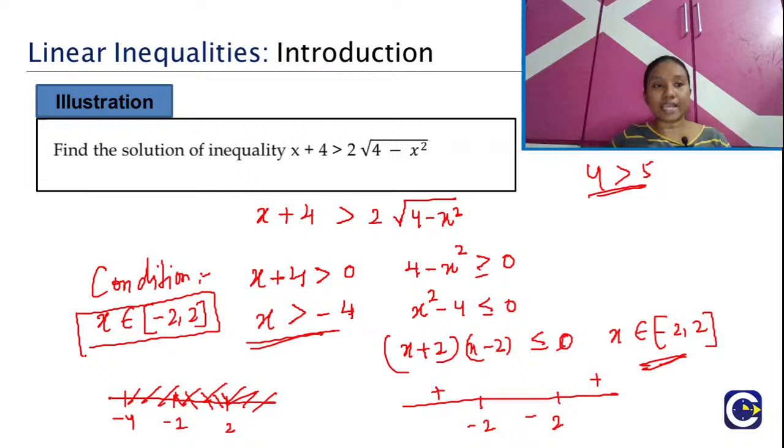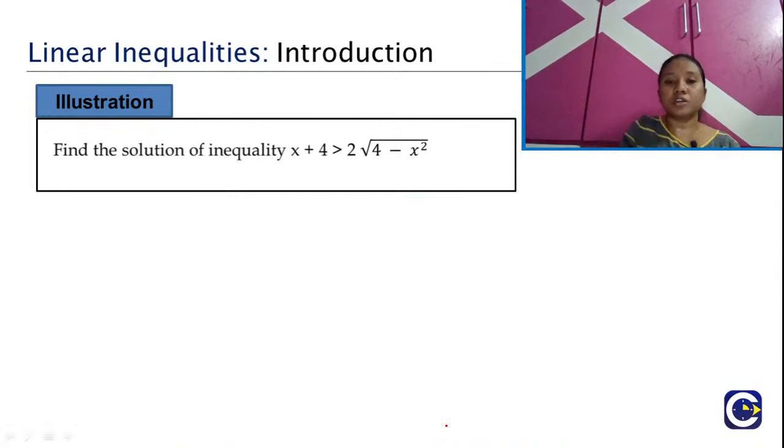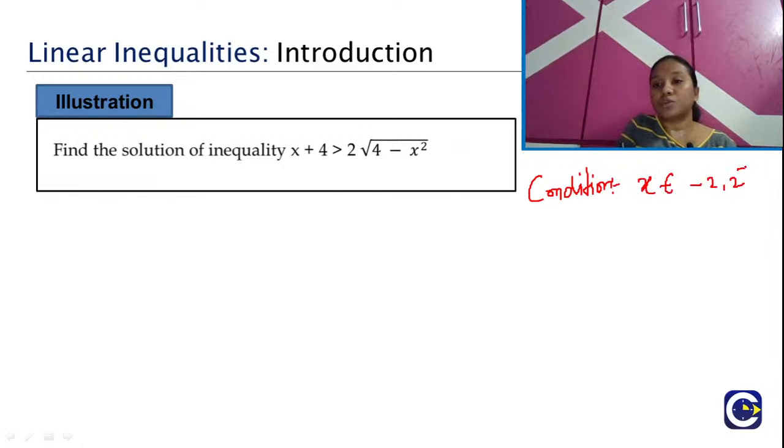Right. So once I get my condition interval, whatever x values I take in this condition interval, if I substitute in the inequality, both sides of my expression will always be positive. If both sides are always positive, then I can square it on both sides. So let's just do that. For a square root expression, the first thing we should get is a condition interval. So here, the condition interval is x belongs to minus 2 comma 2, closed brackets.